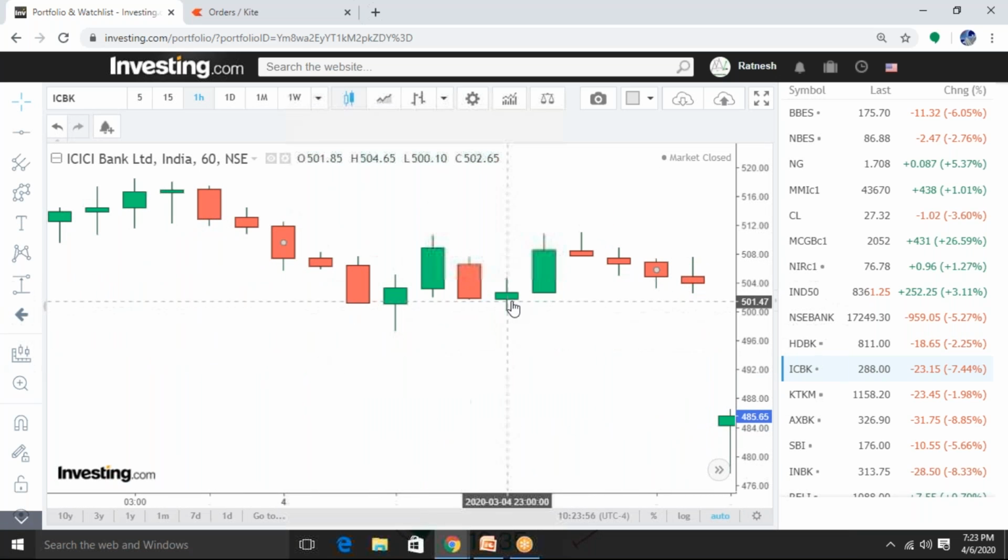Why will I not consider this as a morning star? Because clearly this is not a gap down opening. Its closing should be below this candle. So that's why I will not consider this as a morning star. See, clear cut, this is not a morning star.